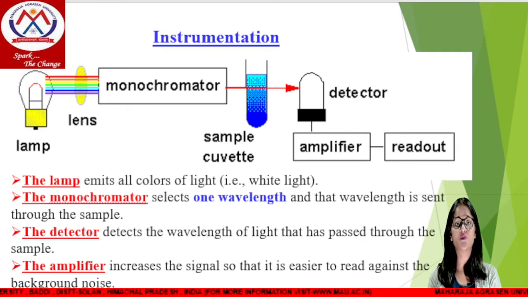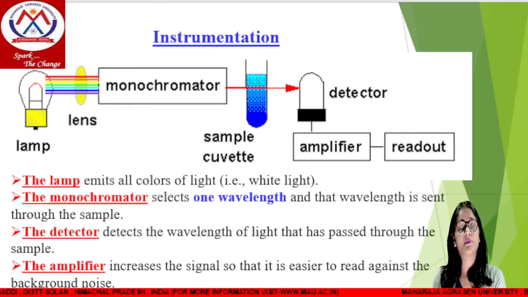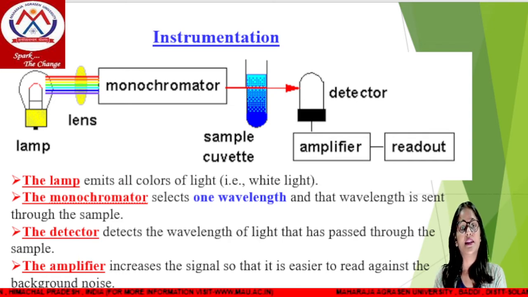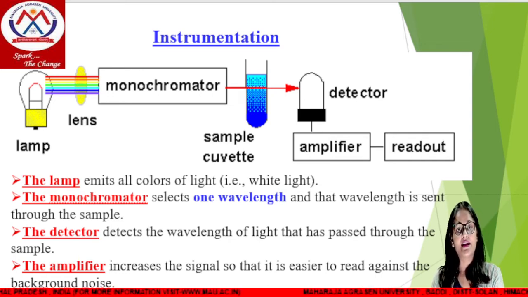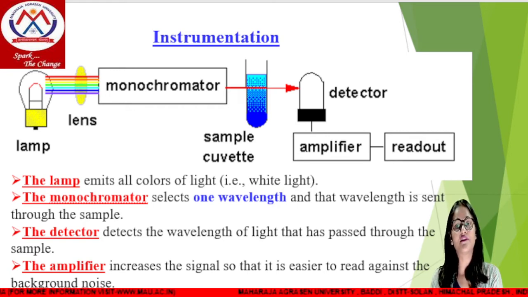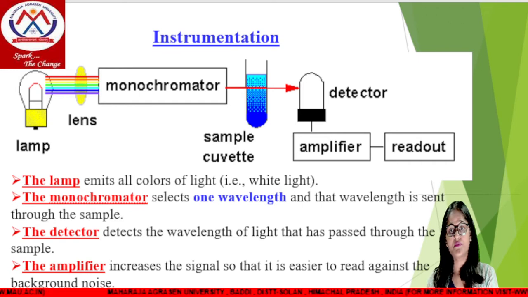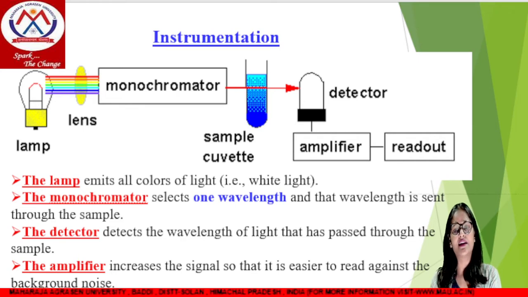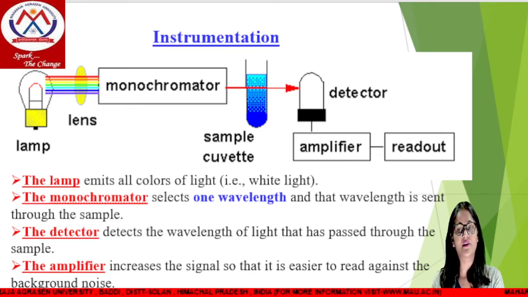Now coming to the instrumentation, this is the typical instrumentation of the spectrophotometer. The lamp emits all colors of light, and these are then passed through the monochromator, which selects one wavelength, and that wavelength is sent through the sample. The detector then detects the wavelength of the light passed through the sample, and the amplifier finally increases the signal so that it is easier to read against the background noise.